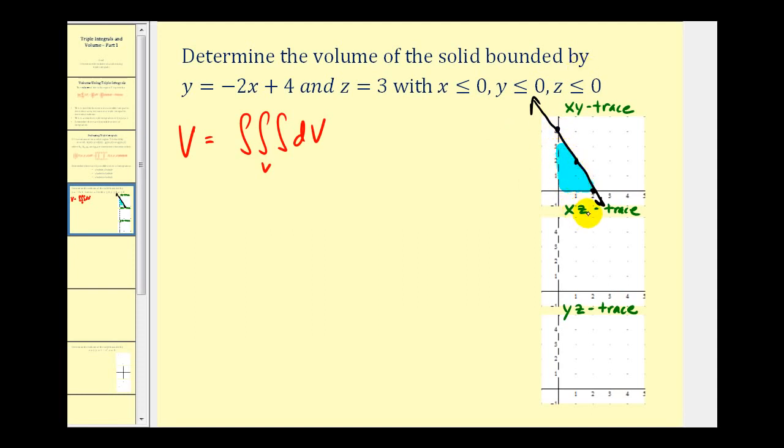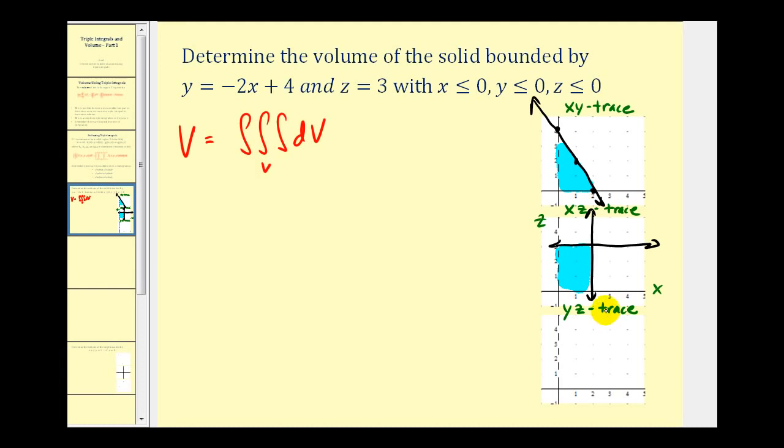Now let's take a look at the xz trace. If we let this equal the z-axis and this equal the x-axis, we'll go through each equation and let y equal 0. This first equation here, if y is equal to 0, we could solve this for x. X should be equal to 2. That would be this vertical line here. Z equals 3 would be here. And again, because y and z are positive, this would be the region in the xz plane.